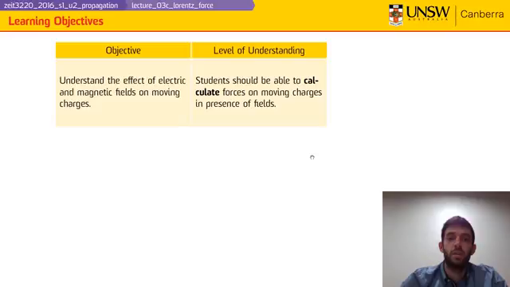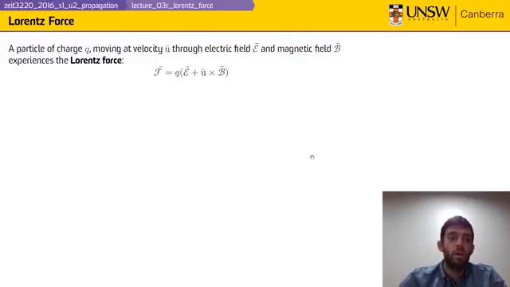It is something that we touched upon previously in lectures 2b and 3a, but now we're combining some of those things and defining a force that encompasses all fields. A particle of charge Q, moving at velocity u through electric fields E and B, experiences the Lorentz force.